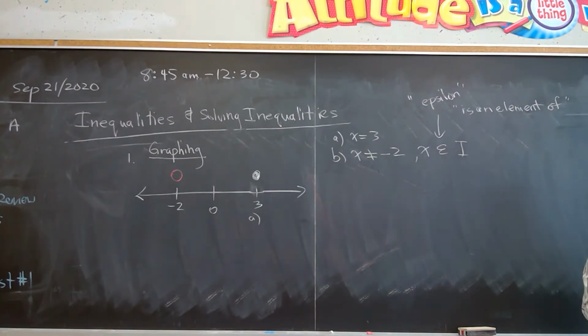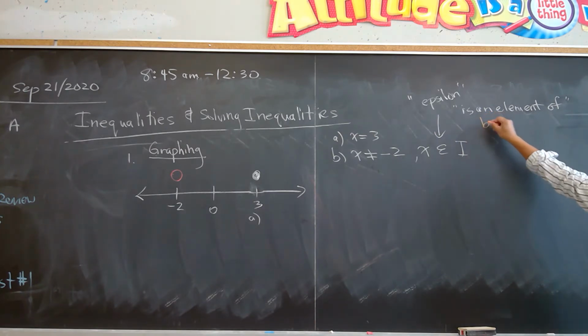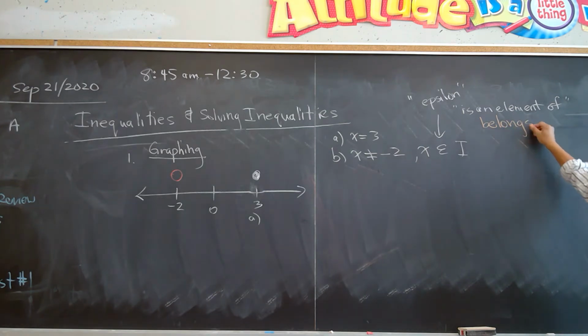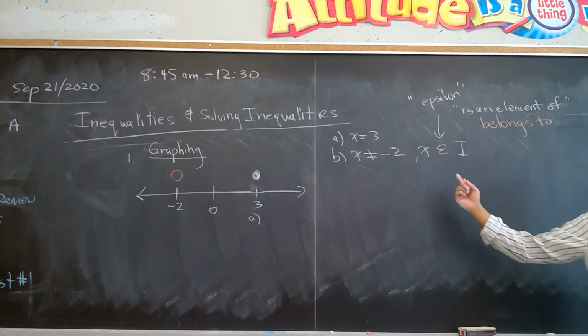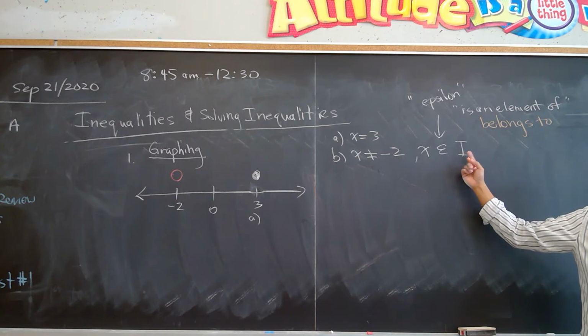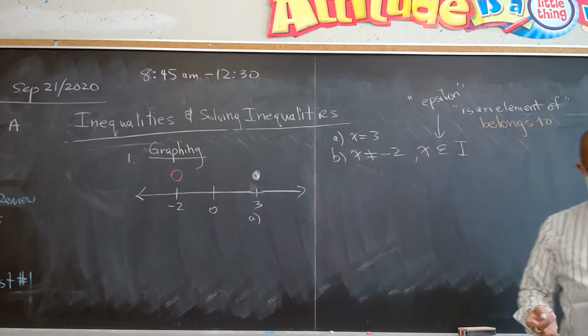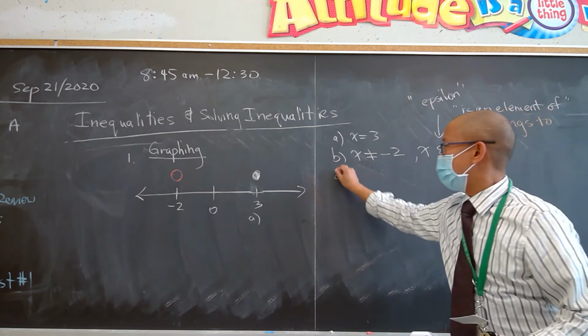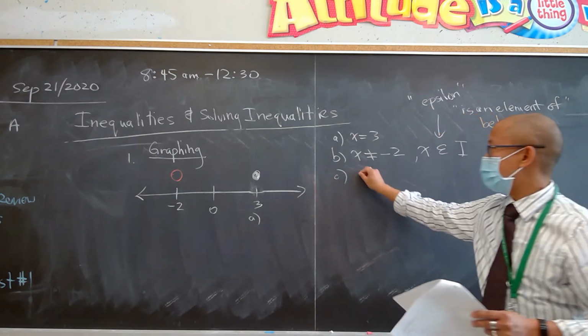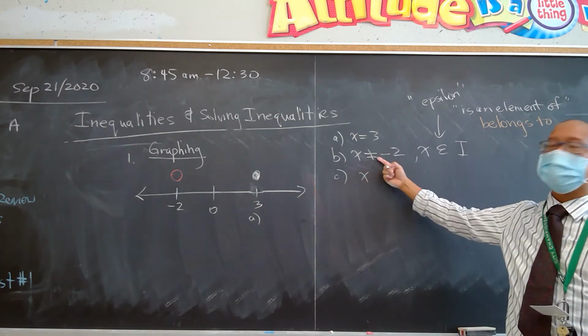Now, a lot of students don't like this, even though that is what you say mathematically. So I teach my students this way: belongs to. So this basically says x belongs to integers, the integer numbering set. So for example, you'll see in a moment, question C. Notice this is your first real true inequality.